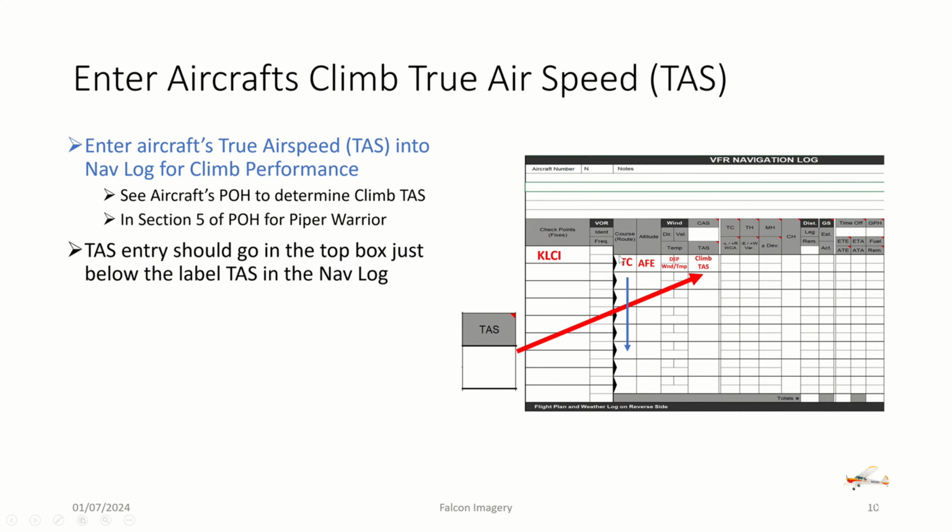Next, enter the aircraft's true airspeed into the nav log for the climb performance. See the aircraft's pilot operating handbook to determine the climb performance for true airspeed. Section 5 of the POH is where you can find that information for the Piper Warrior, and it's fairly common with other general aviation aircraft to find the performance characteristics in Section 5. Enter the true airspeed for the climb in the top box just below the label TAS in the nav log.